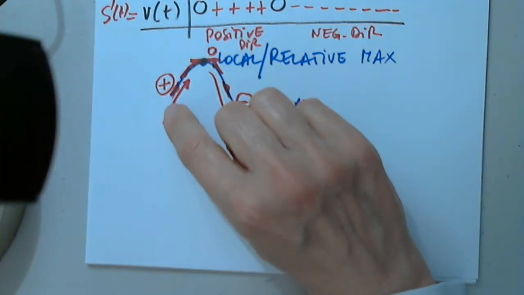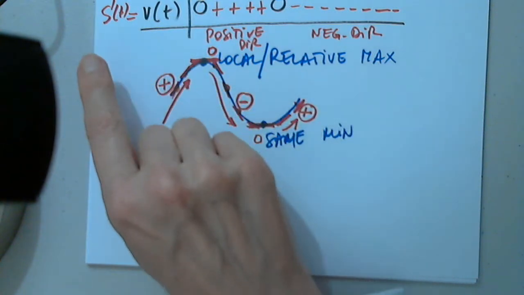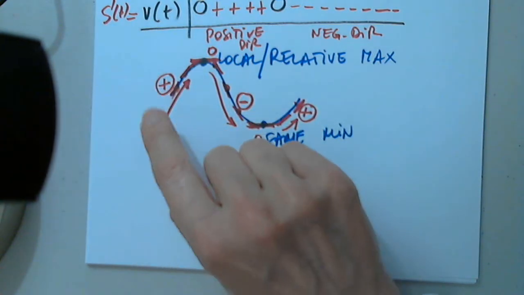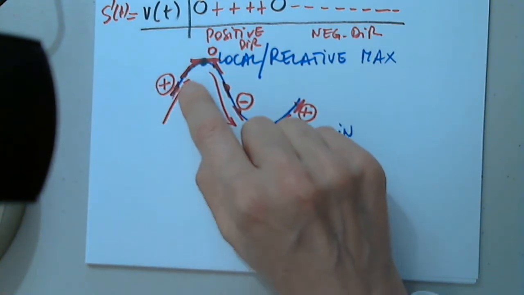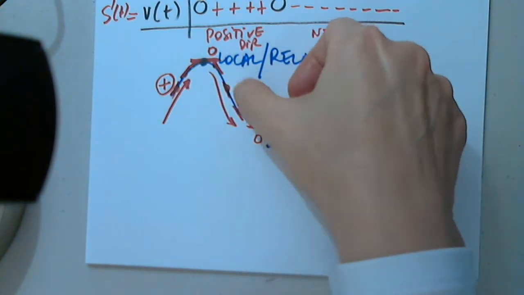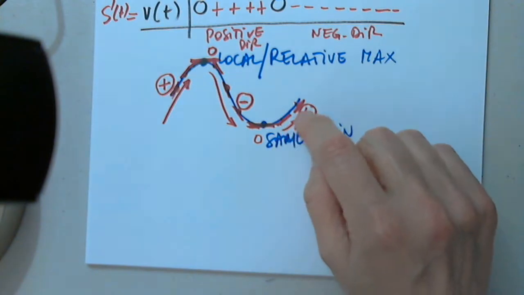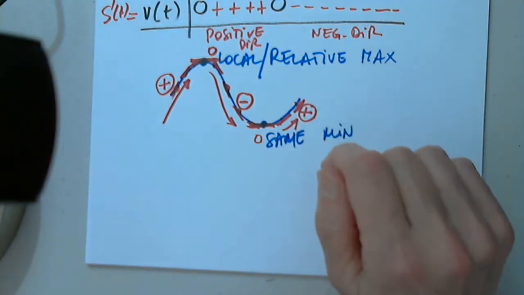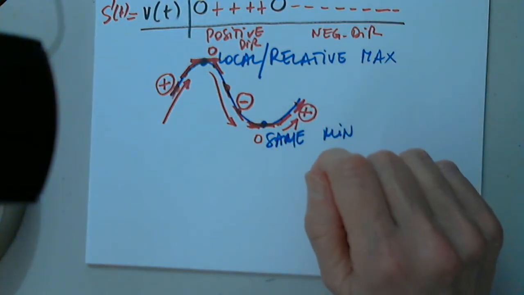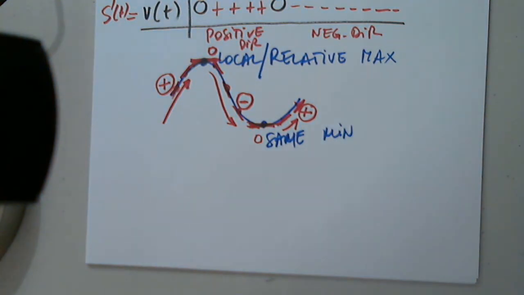So if the derivative is positive, the function, not the derivative, the function is increasing. The distance will be increasing. When the derivative is negative, the distance is decreasing. When the derivative is positive, the distance is increasing again. Anyone else? Is this okay?